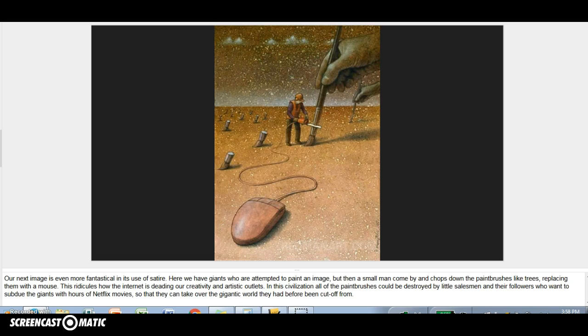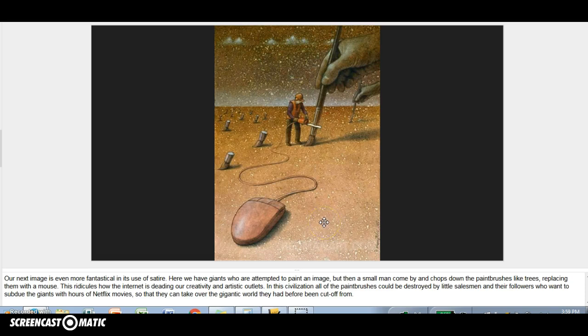We have these giants who are attempting to paint on this image. We're not quite sure what this is. It might be a desert of some sort. But then this small little man comes by and chops down their paintbrushes like trees and replaces it with a mouse. So what this is literally ridiculing through satire is how the internet is deadening our creativity and artistic outlets.